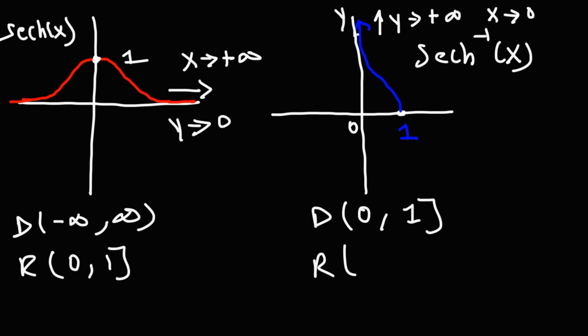Now the range is going to be different because we don't have the entire graph, we just have half of it. So the range is going to be half of the domain. So the range is going to be 0 to infinity. That's half of this. But 0 is included. Y can be 0 right here. So we have a bracket at 0.